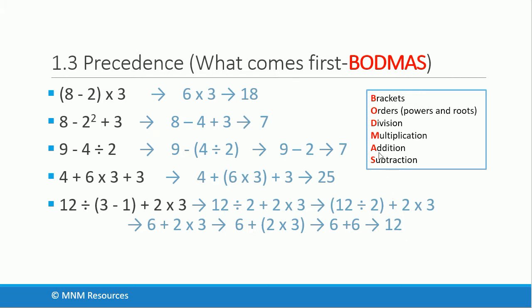12. So in this example, we had brackets, we had division, addition, and multiplication. As per the rule of BODMAS, we would tackle brackets first, we then tackled division, we then tackled multiplication, followed by addition finally, to give us an answer of 12.